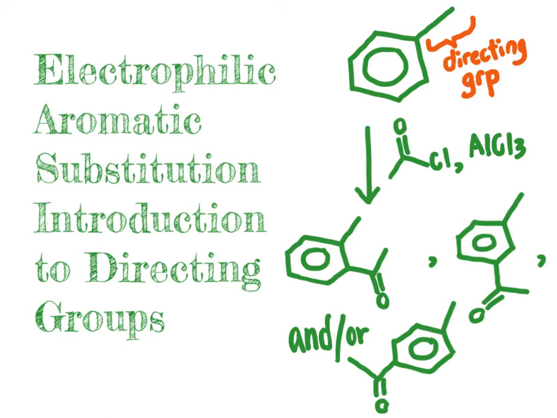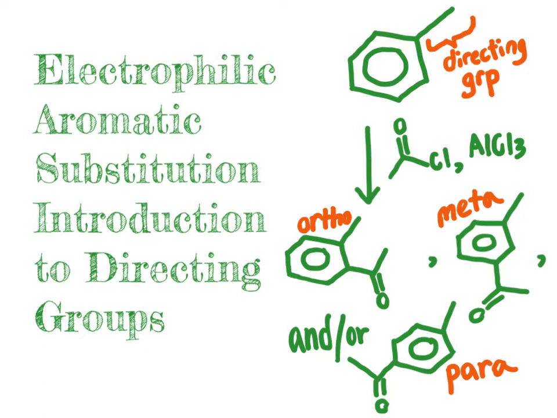the three possible constitutional isomer products would correspond to the ortho substitution pattern, where we have the branches at positions 1 and 2, the meta, where we have the two branches coming off at positions 1 and 3 relative to one another, and then the para, where the two groups are directly across from one another at the 1 and 4 position.